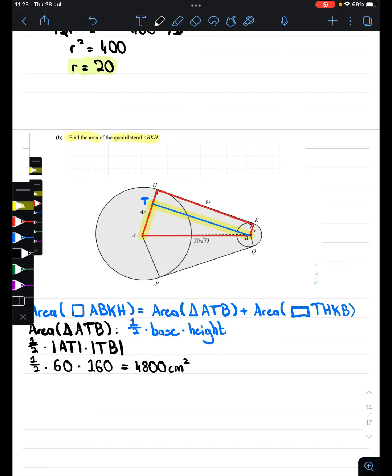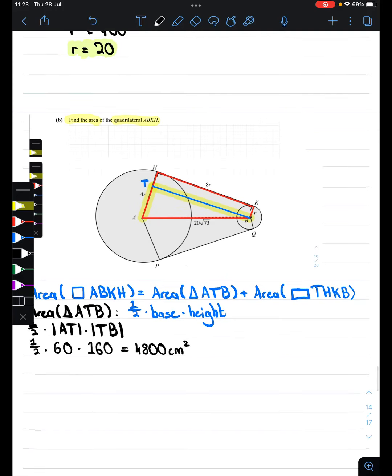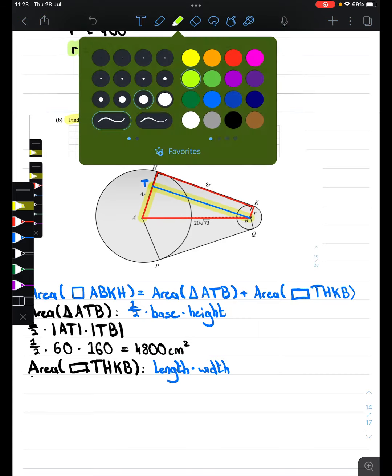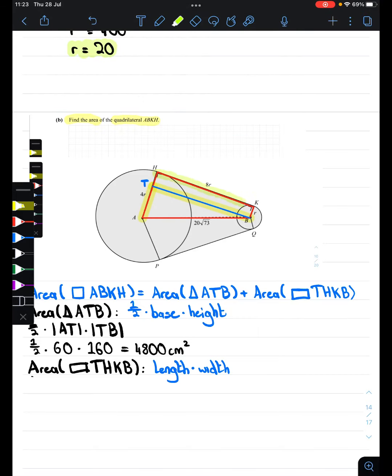Okay, so we've got this thing. Now we've got to calculate the area of the rectangle. Area of the rectangle, THKB. All right, well, we know the formula of a rectangle. It's just the length times the width. Okay, so our length is HK and our width is KB.